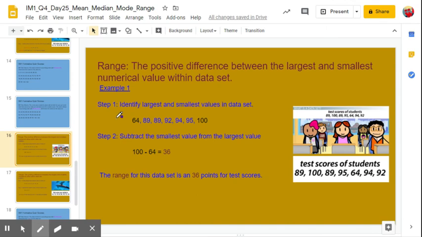So in our example, we have it from smallest to largest. So we can clearly see that 64 is our smallest value, 100 is our largest. So we go 100 minus 64 and we get 36. So the range for this data set is 36 points for test score. That gives you the variance in the students' test scores. They go from 100 all the way down to 64. That's the difference of 36 different points possible on the test.